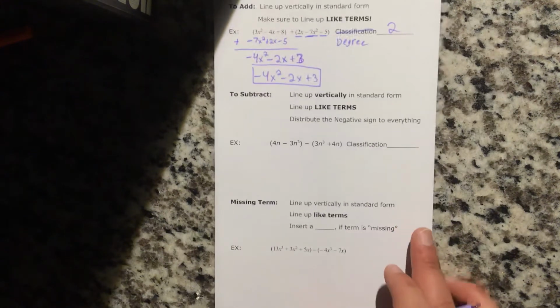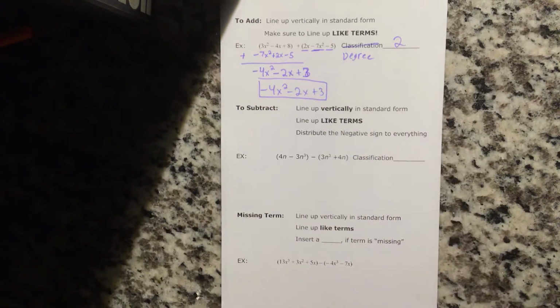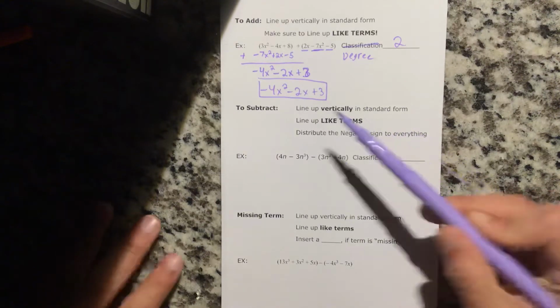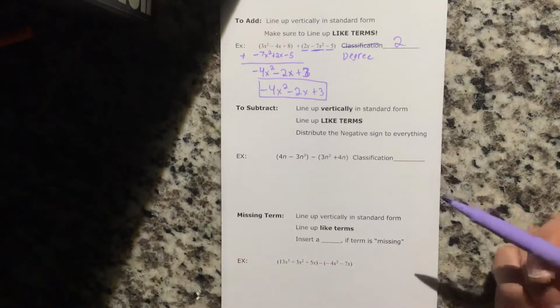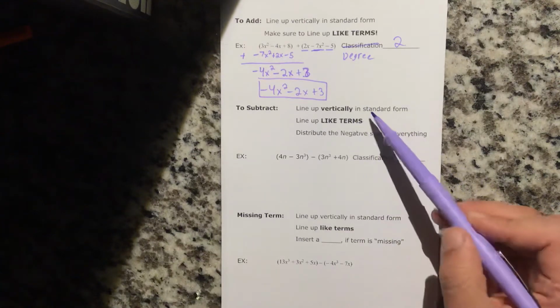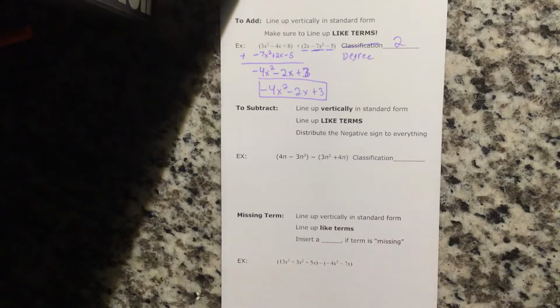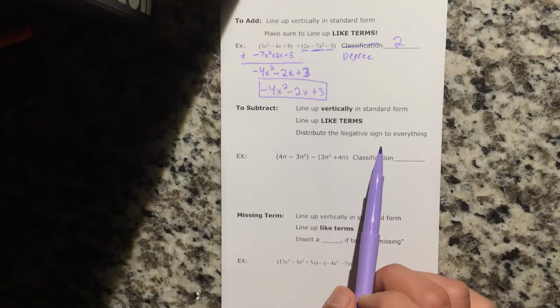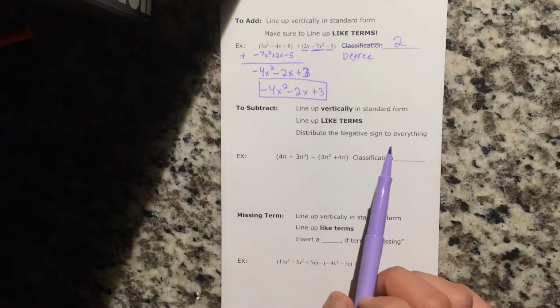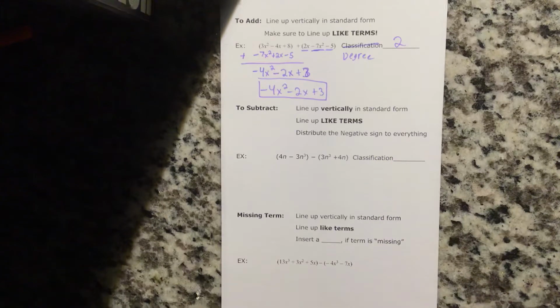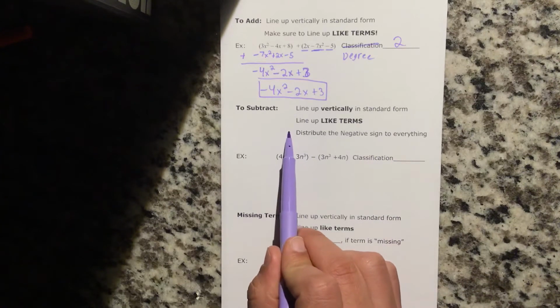Now, and this is probably the tougher part. Adding isn't that bad, honestly. You line it up and add down, okay? But to subtract, it is a little bit more tricky. So we're going to line it up vertically in standard form, line up like terms, and we're going to distribute the negative sign to everything, okay? How I do it is I do this step first, okay?